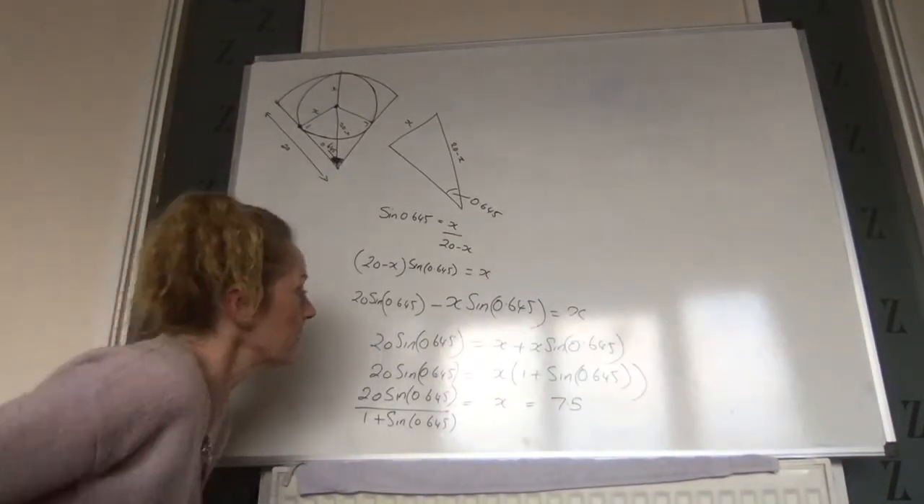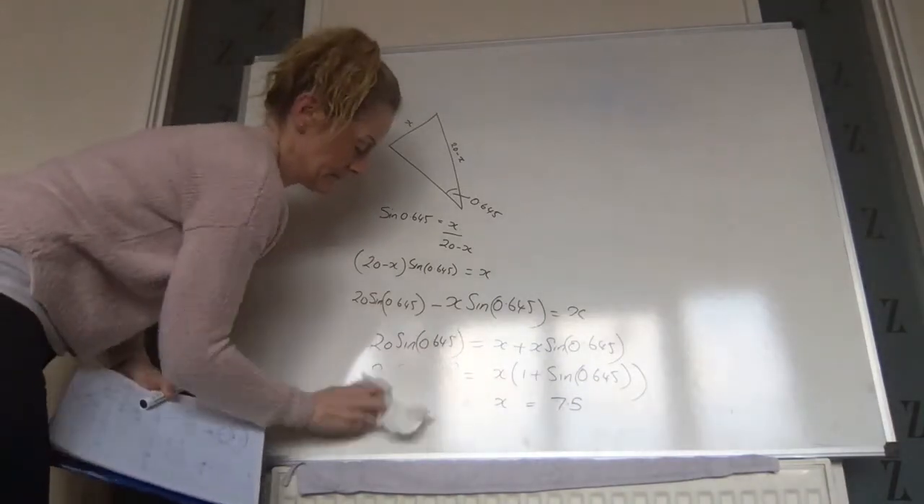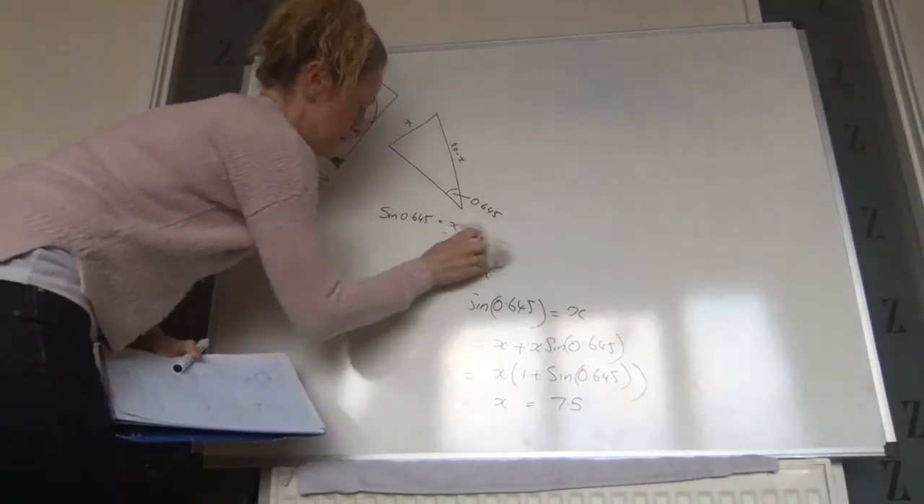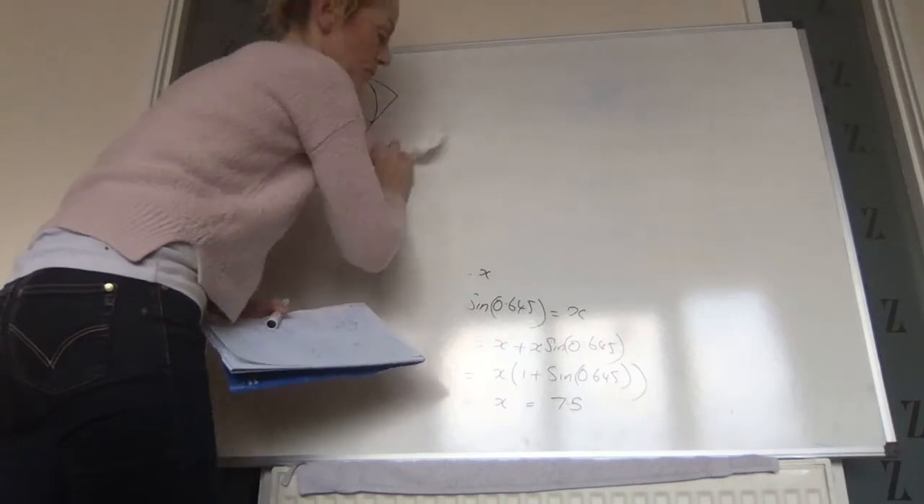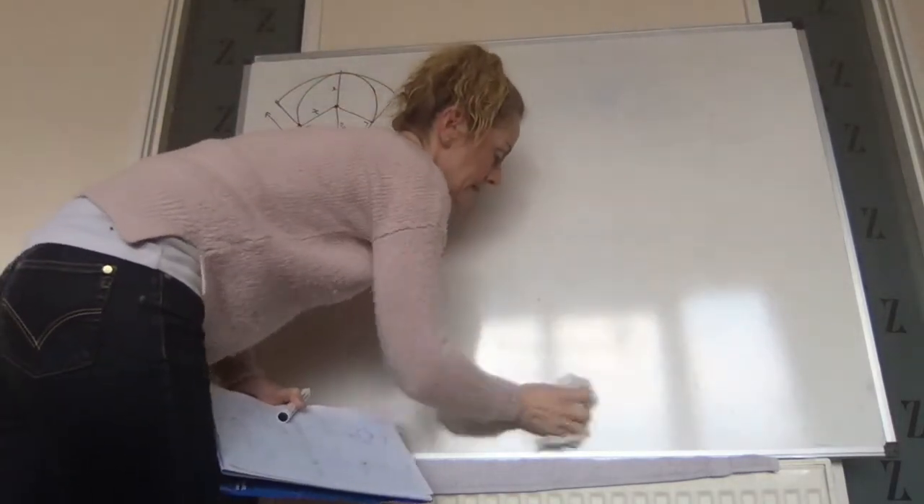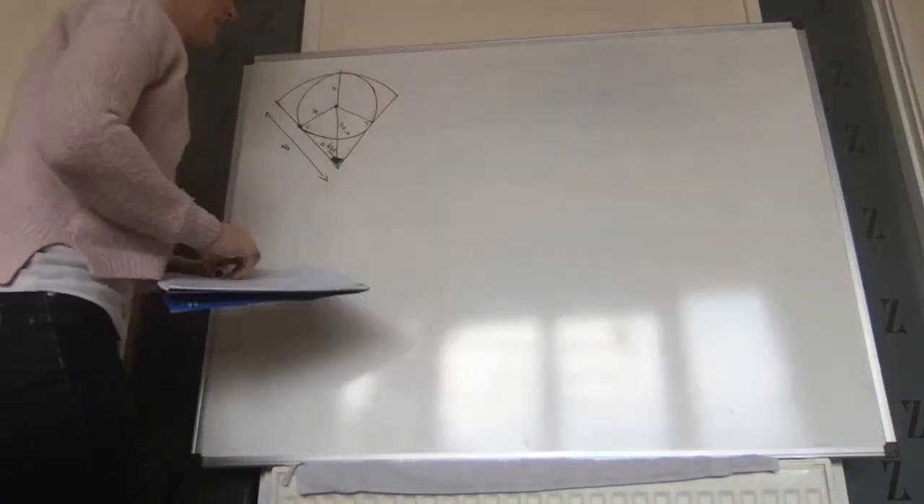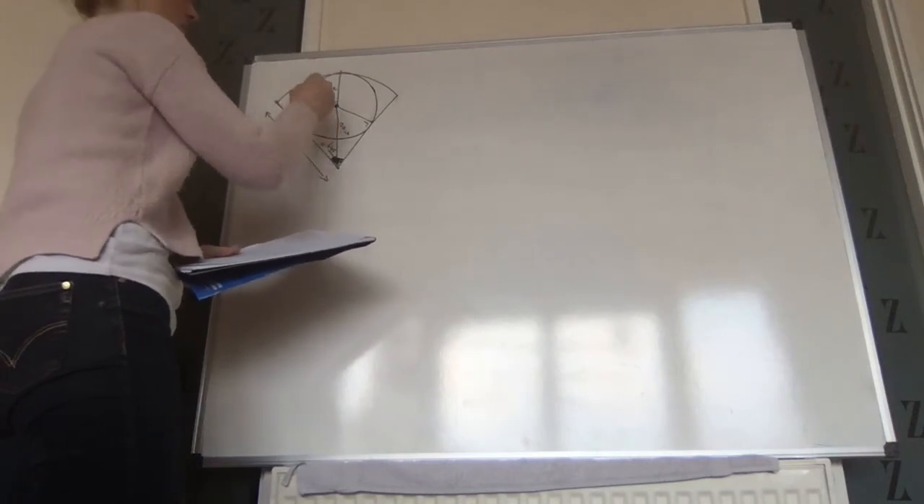Okay, I'm going to rub that out now, and we'll just put x in now as being 7.5 from now on. So x is 7.5.